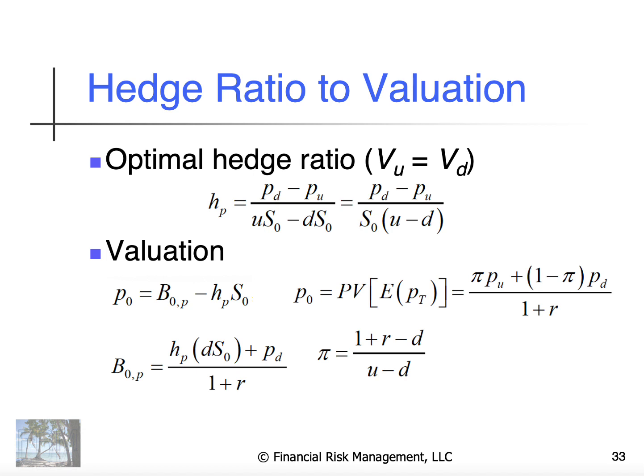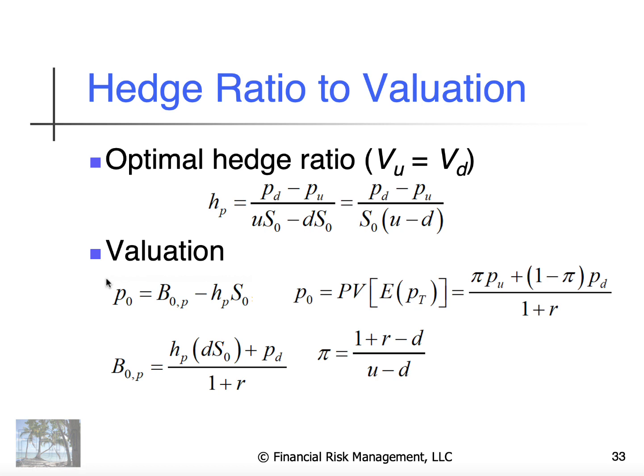And so the result of this is we get the optimal hedge ratio, which is simply the cross-sectional change in the put at expiration divided by the cross-sectional change in the stock, again at expiration. And what we observe is the value of a put is simply some lending less a position in the stock.